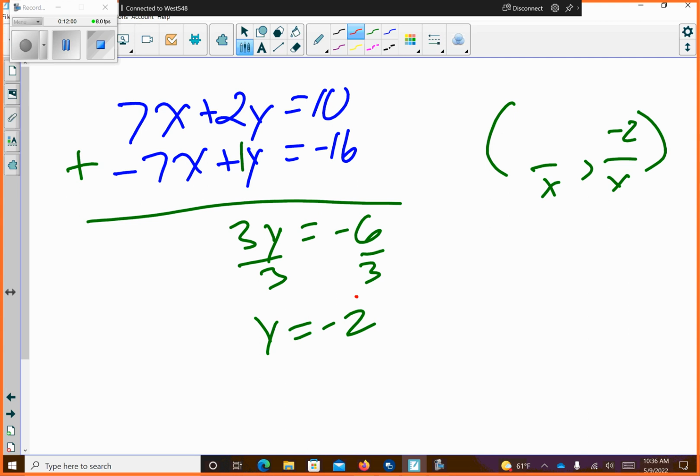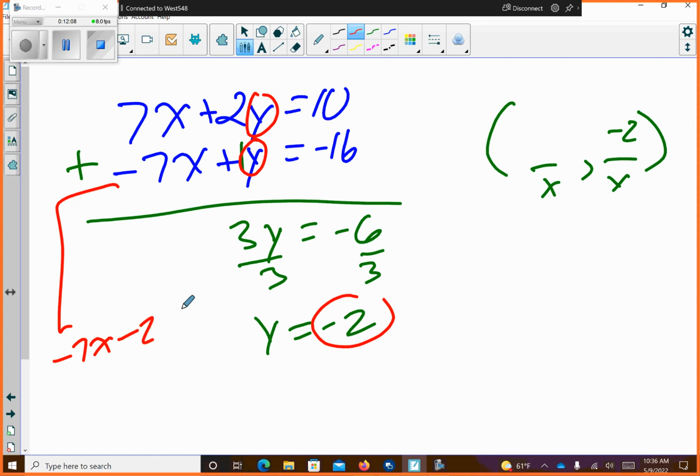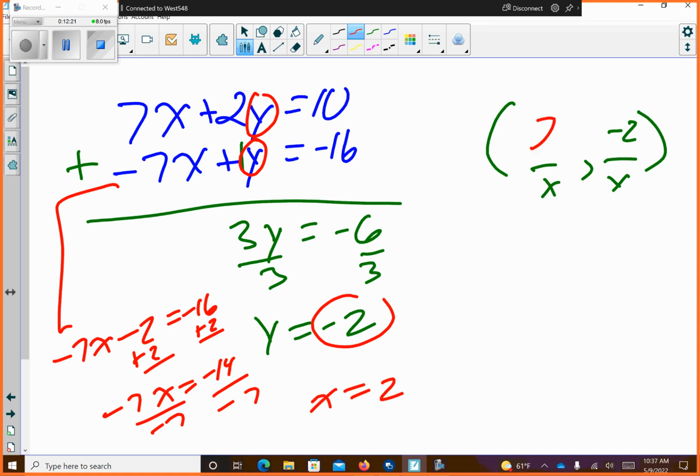So then I could take this negative 2 and plug it into either of the y's. It doesn't matter. I'll probably pick the second one. So negative 7x minus 2, because it was just a y there, equals negative 16. Add 2, add 2. So negative 7x is equal to negative 14. Divide by negative 7. x equals 2. So 2 comma negative 2.